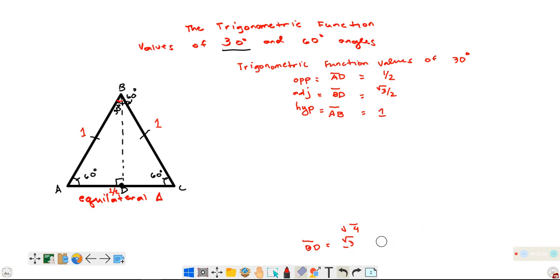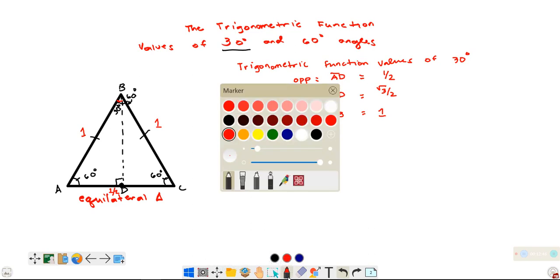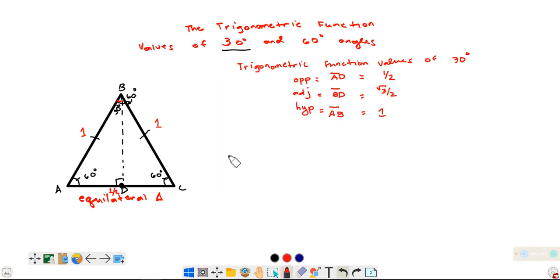Ayan. Now that we already know the measurement of each side, opposite, adjacent, and hypotenuse, pwede na tayo kumuha ng trigonometric function values. Unahin natin ang sine. What is sine? Sine 30 degrees is equal to the opposite over the hypotenuse. So, the opposite over the hypotenuse is 1/2 over 1 or simply one-half.